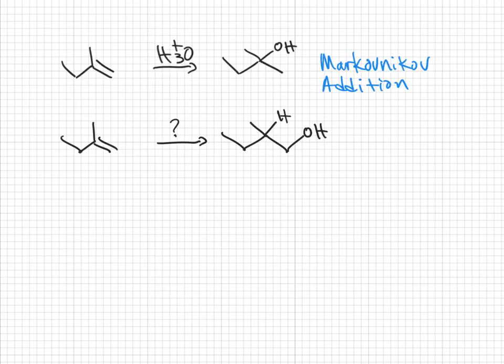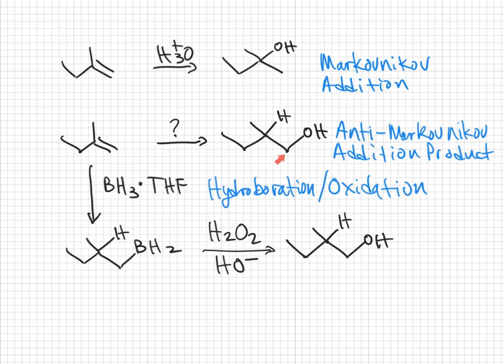Given the preference for Markovnikov addition in the hydration of alkenes, how then does one prepare the anti-Markovnikov hydration product? The solution to this problem is a hydroboration oxidation sequence. The first step in the sequence is treatment of the alkene with borohydride THF complex and addition of borohydride across the double bond. The resulting alkyl boron complex is then oxidized with basic hydrogen peroxide, replacing the boron with a hydroxyl group.